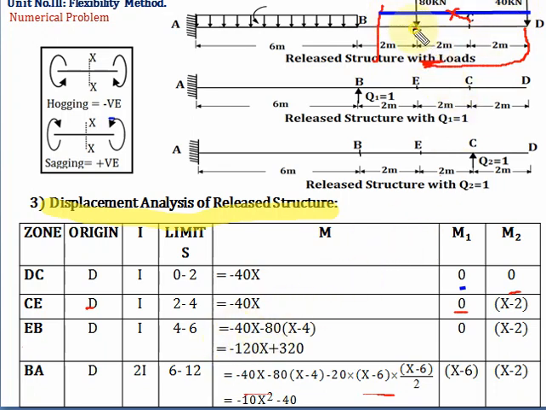Now due to this 80 kilonewton, again the nature of bending moment will be hogging, so minus 80. Now here we have to find out this distance. Now you have to calculate this distance. This distance will be equal to what? The total distance x minus this distance. So x minus 4 will be this distance. So x minus 4.